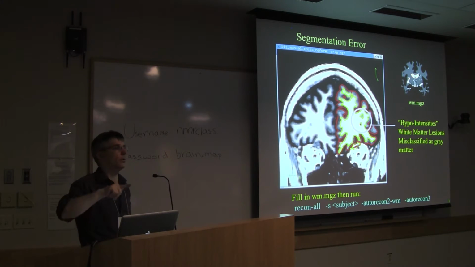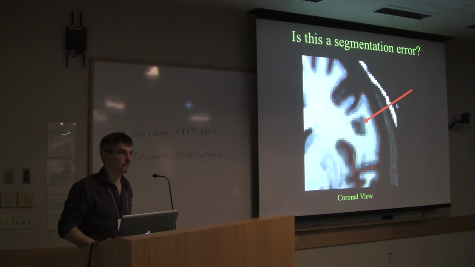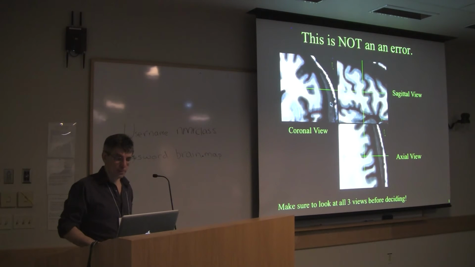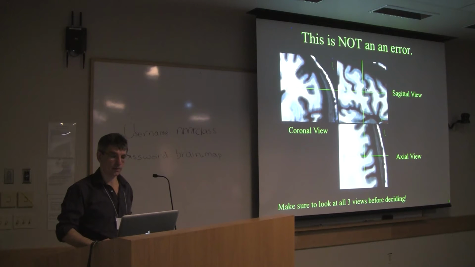And so you end up with a hole, and FreeSurfer generates a surface around the hole. Is this a segmentation error? Looks pretty similar to what was on the previous page, right? But if you look at this in 3 dimensions, what's happening is that this particular coronal slice is just cutting off the very end of this little gyrus here. And so if you look at it in the sagittal view, you can see that the surfaces look totally fine there. In the axial view, they also look totally fine.